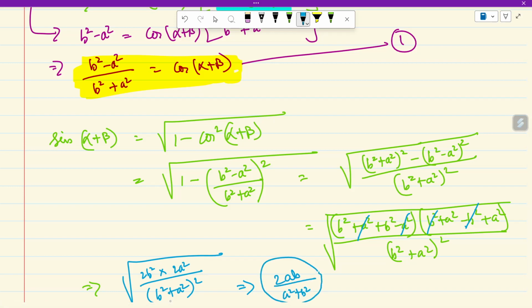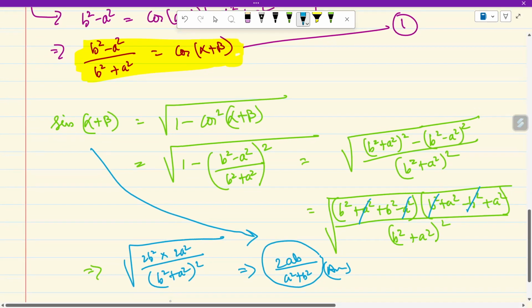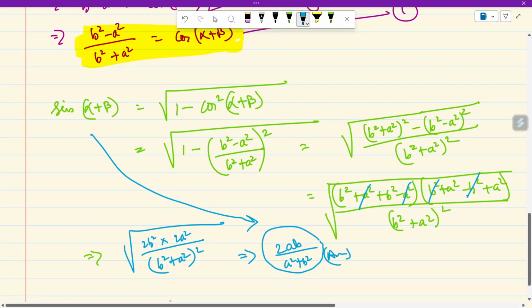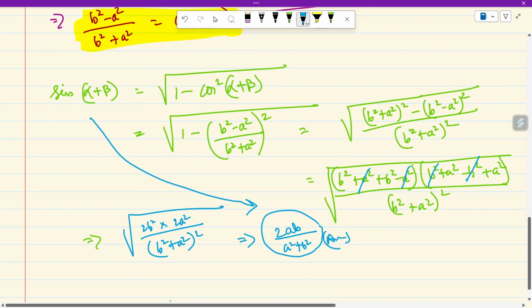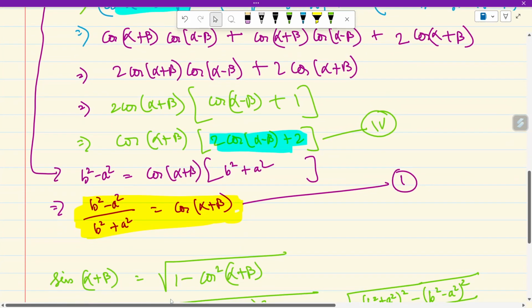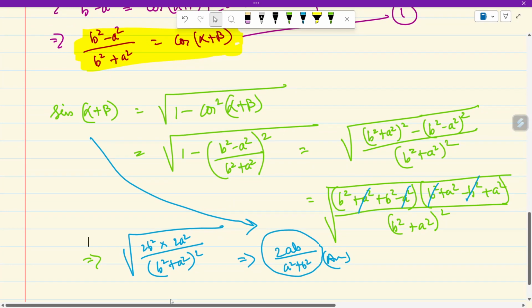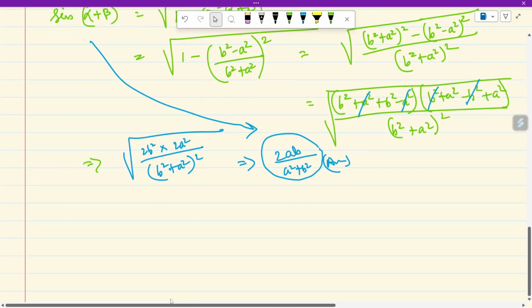That is the second part we have to prove. The answer is this one: sin alpha plus beta is equal to 2ab by a square plus b square. If you have found the sin alpha plus beta value and the cos alpha plus beta value, and you divide both values, then you will easily get the value of tan alpha plus beta.